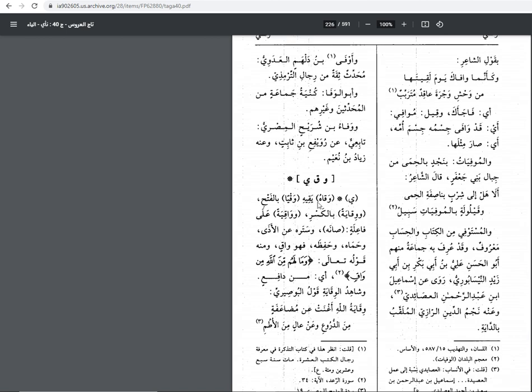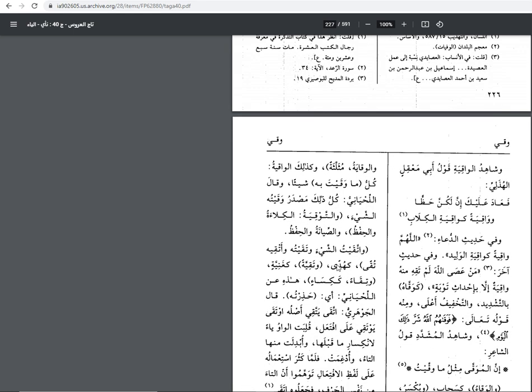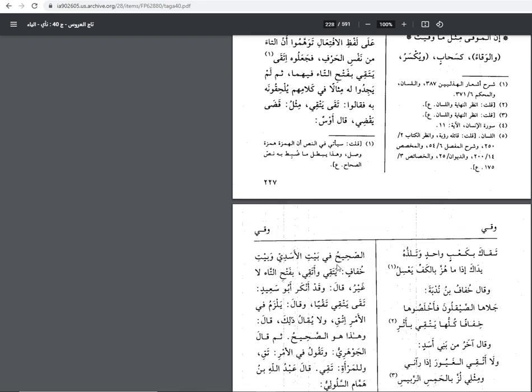وقاه يقيه وقيا بالفتح. The waw has a fatha. ووقاية بالكسرة. The waw has a kasra. وواقية على فاعلة. And واقية is on the scale فاعلة. صانه وستره عن الأذى وحماه وحفظه فهو واق. ومنه قوله تعالى وما لهم من الله من واق أي من دافع. We are looking for the word Taqwa, so we can scroll down.